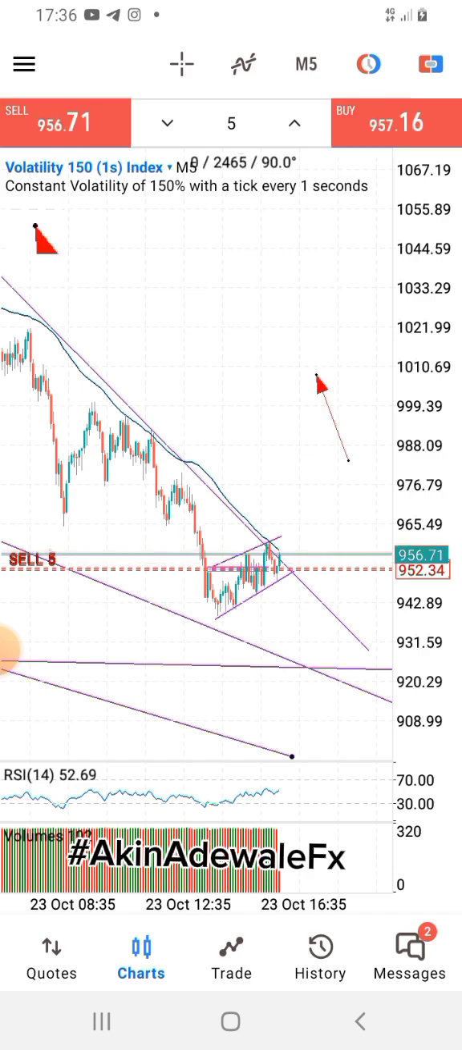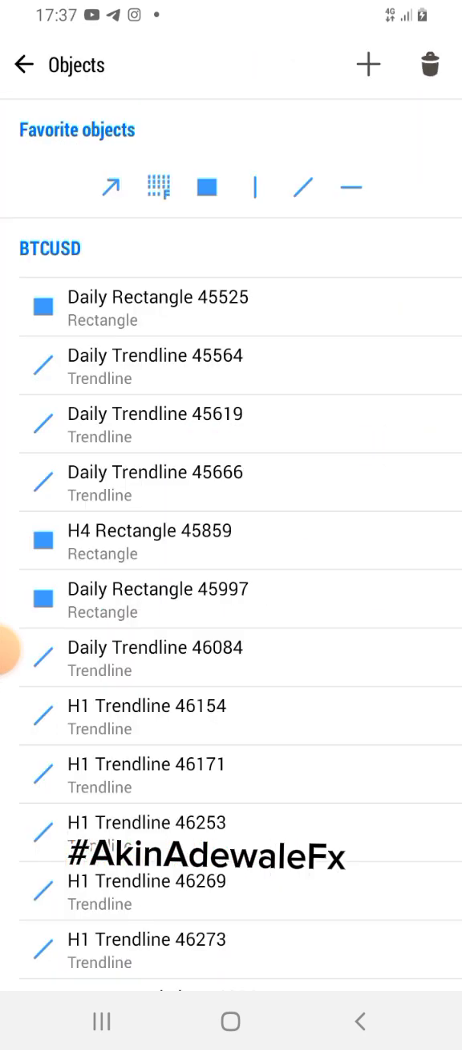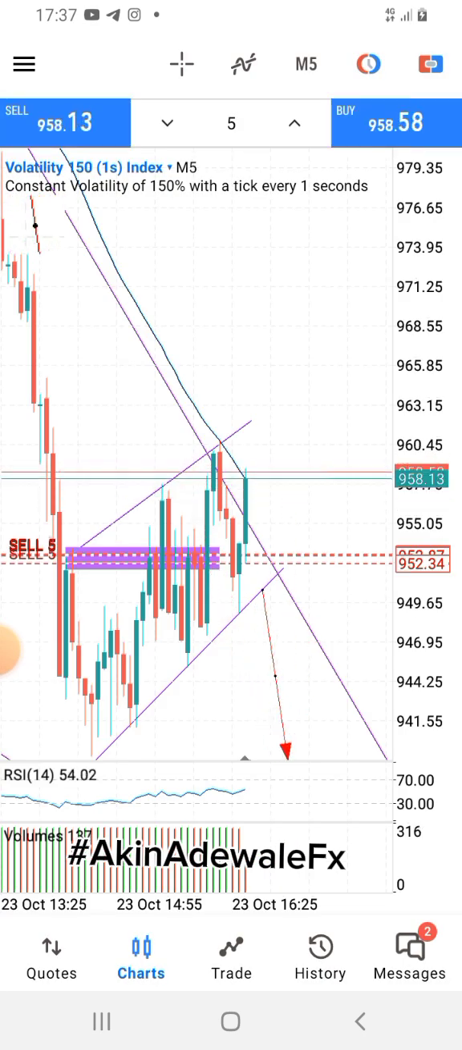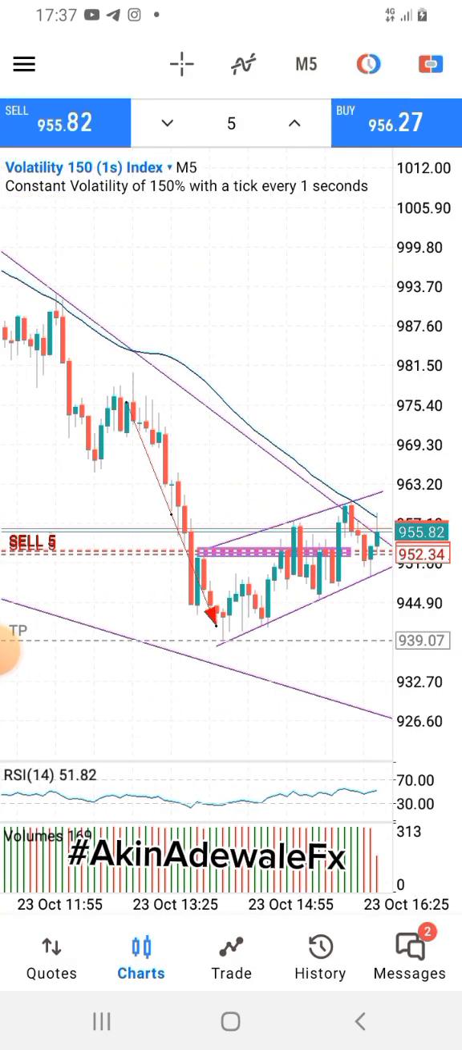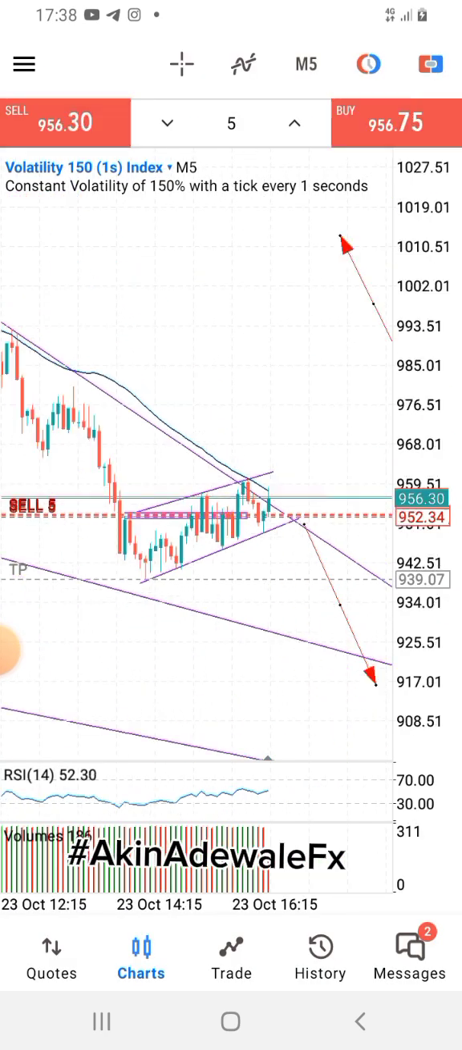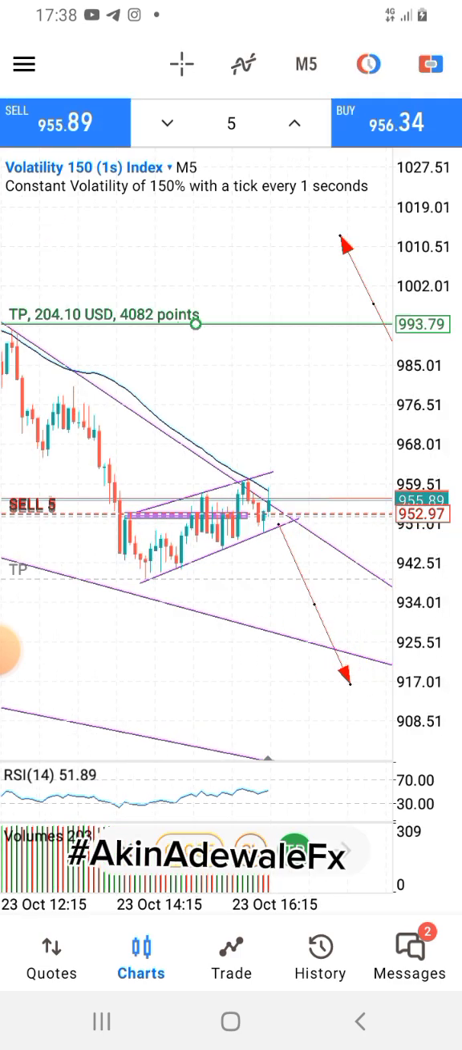Take note of that. Because I didn't enter with much lot size, I had the luxury of waiting for price to approach a better price. Then I took the opportunity to enter more positions after mapping out my stop loss and my take profits, my first and second take profits.